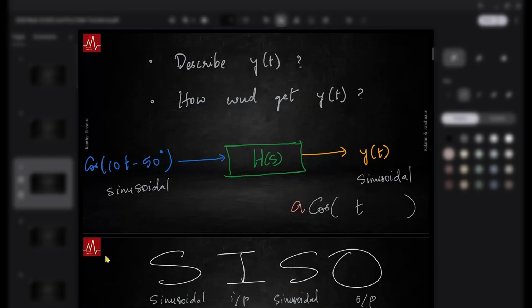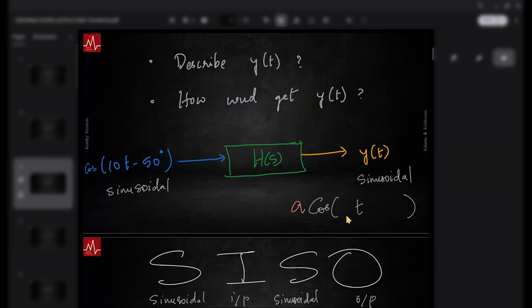So for the input, the amplitude is 1. Whatever the amplitude is, it gets scaled accordingly. Notice the amplitude there is 1, 1 cos t minus 50 degree. The amplitude here can be different. H of s characterizes that.